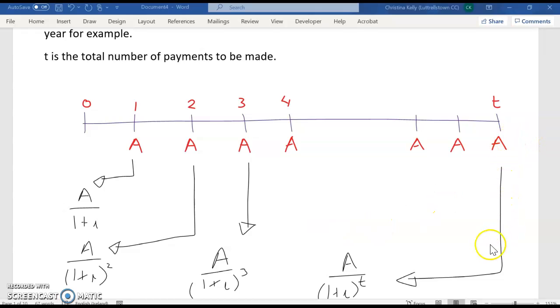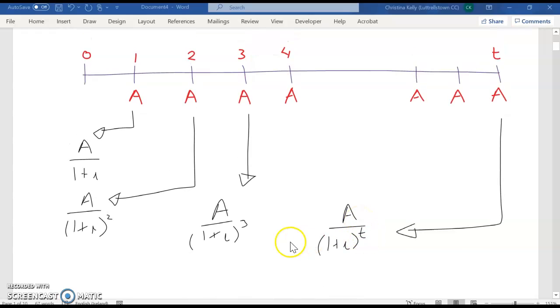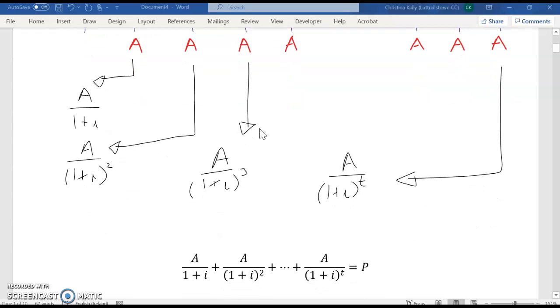Our final payment, brought all the way back to today, will be A over (1 plus I) to the power of T, discounted for T time periods. So what we need to do is add up the present value of all of those payments, and equate it to the present value of the loan, which is P, because we're taking out the loan today. So we come up with this equation where we say each of those payments, all added together, balances with our principal.